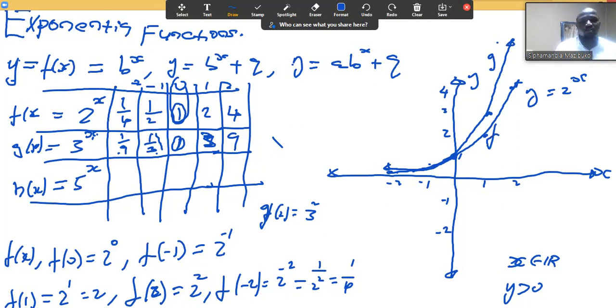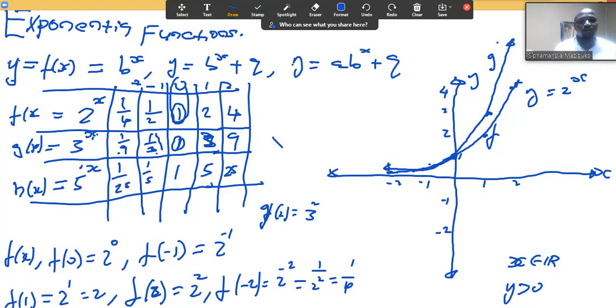So let's see if you can see it already. If you're looking at h of x, h of x will still have 0 to 1. We still have 1 because if you put 0 here, you're getting 1. And obviously we will have 5, and we'll have 25 because we look at 5 squared. Same thing will happen here. We'll have 1 over 5, and we'll have 1 over 25.